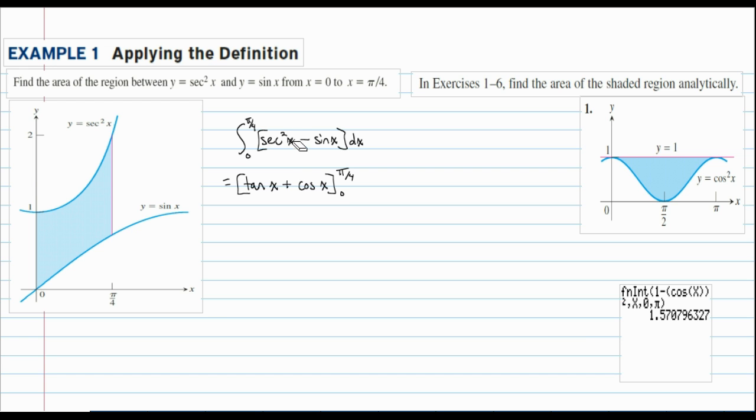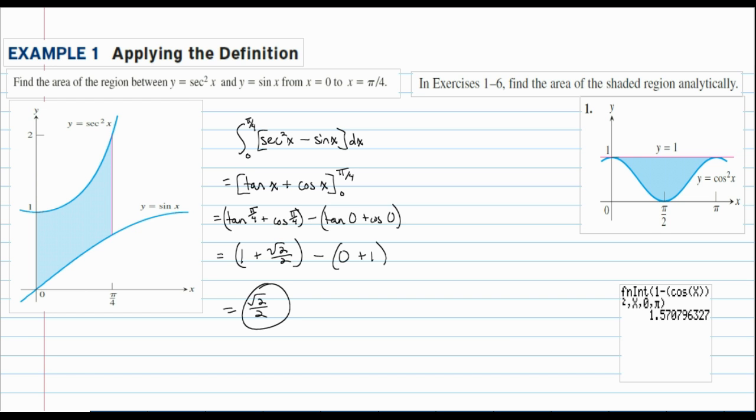Integral of secant squared of x is tangent of x. Integral of negative sine of x would be positive cosine of x. I'm evaluating from 0 to pi over 4, so I'll plug in pi over 4, subtract plugging in 0, simplify, and I get square root 2 over 2.